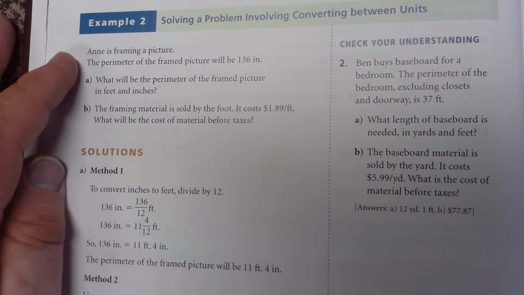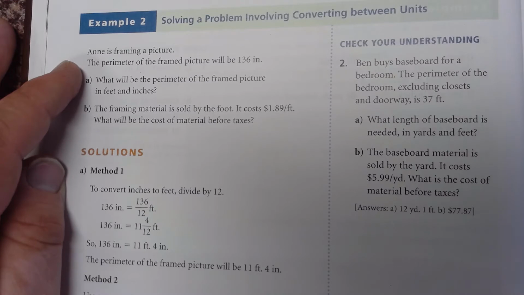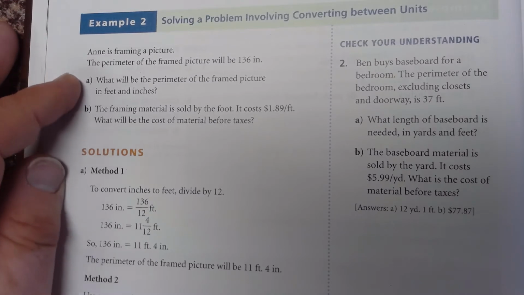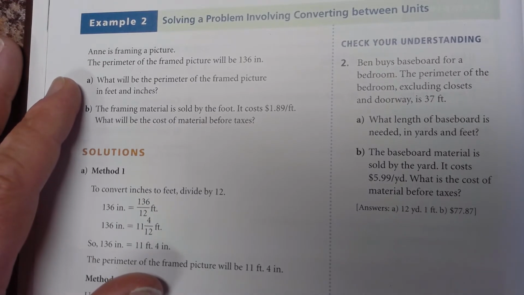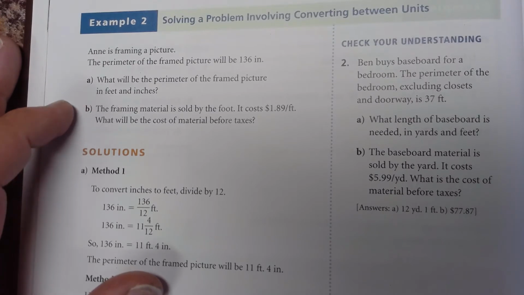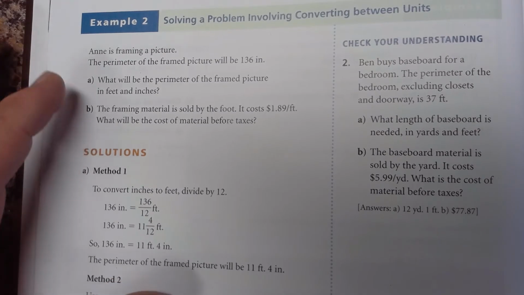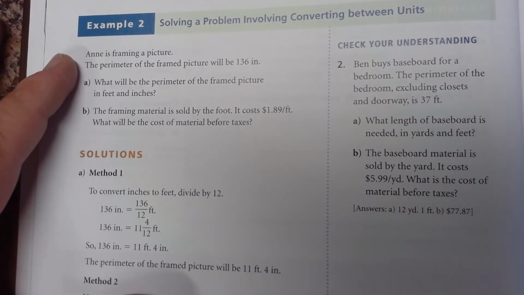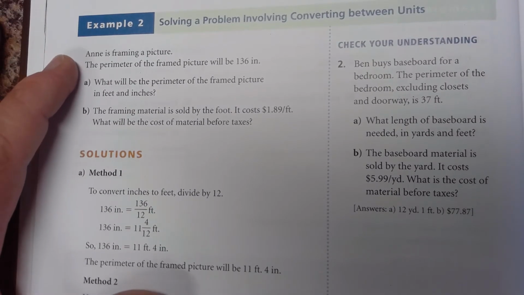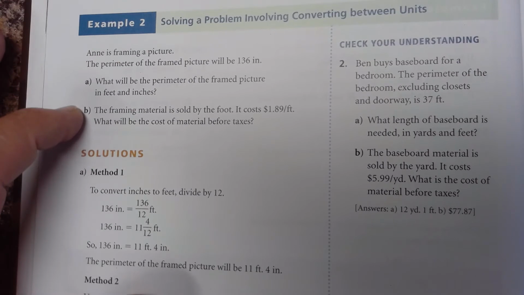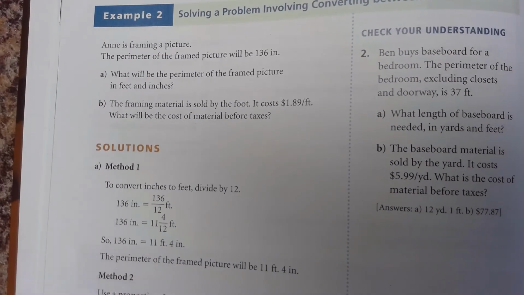Anne is framing a picture. The perimeter of the framed picture will be 136 inches. What will be the perimeter of the framed picture in feet and inches? The framing material is sold by the foot. It costs $1.89 per foot. What would be the cost of the material before taxes? So we want to go from inches into feet. And then we want to figure out our cost. Okay, let's solve this.